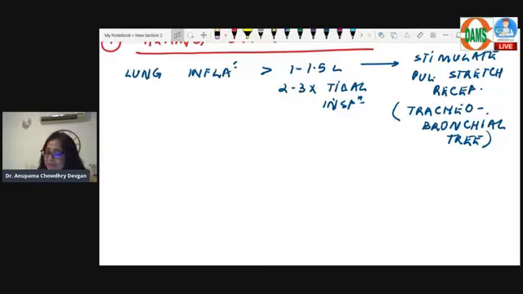All right. This is lung inflation more than 1 to 1.5 liters, 2 to 3 times tidal inspiration, which stimulates pulmonary stretch receptors in the tracheobronchial tree. And if you remember, fibers from the pulmonary stretch receptors will join the vagus nerve, and that in turn will now decrease the depth of inspiration.